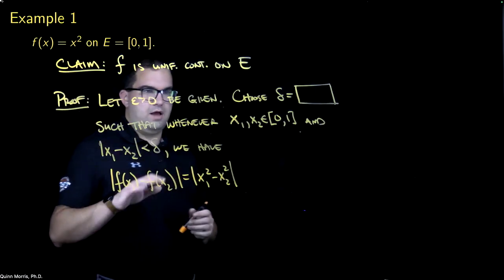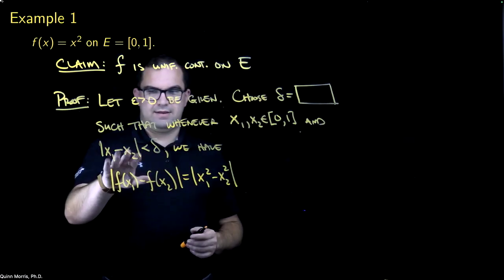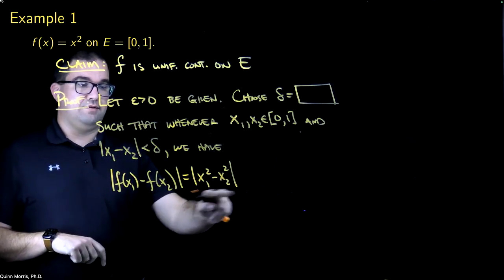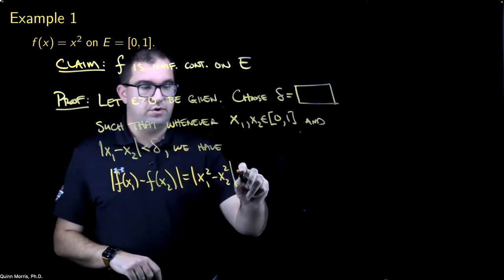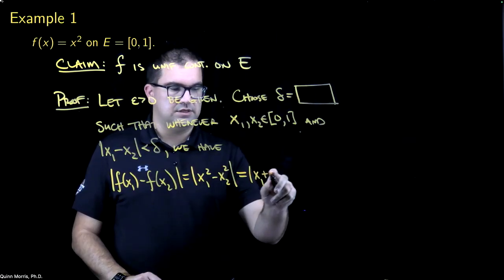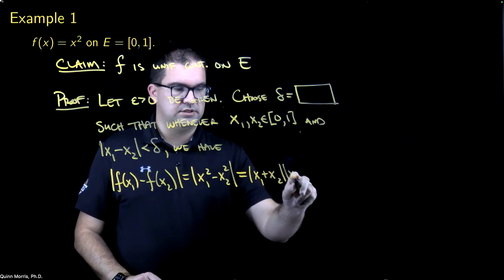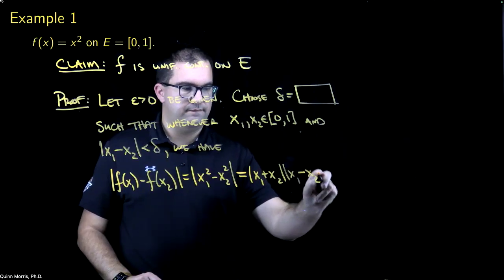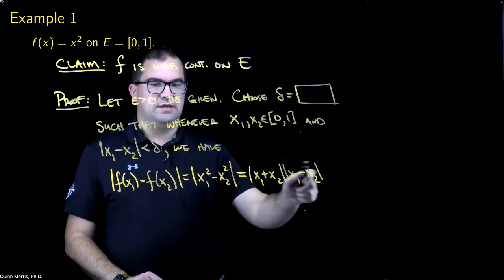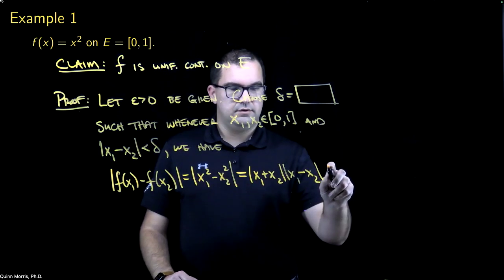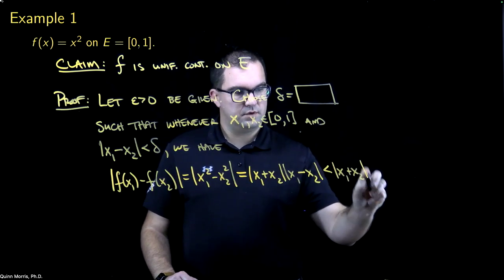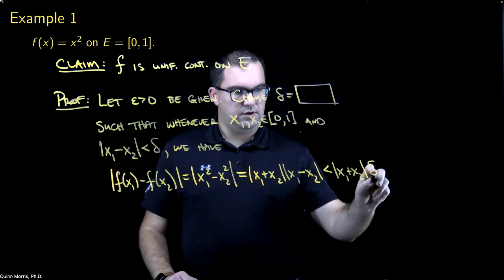All right. Now as I get here, somehow I need to use this condition about the absolute value of x1 minus x2. It would be nice if I could get an absolute value of x1 minus x2. What I notice is that this is a difference of two squares, so I can factor. This is x1 plus x2 times x1 minus x2. Now I know something about this quantity: it's strictly less than delta. So this is less than the absolute value of x1 plus x2 times delta.